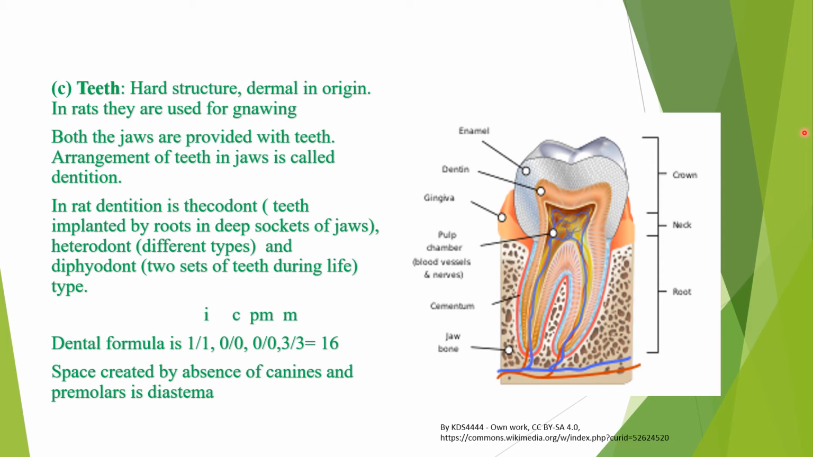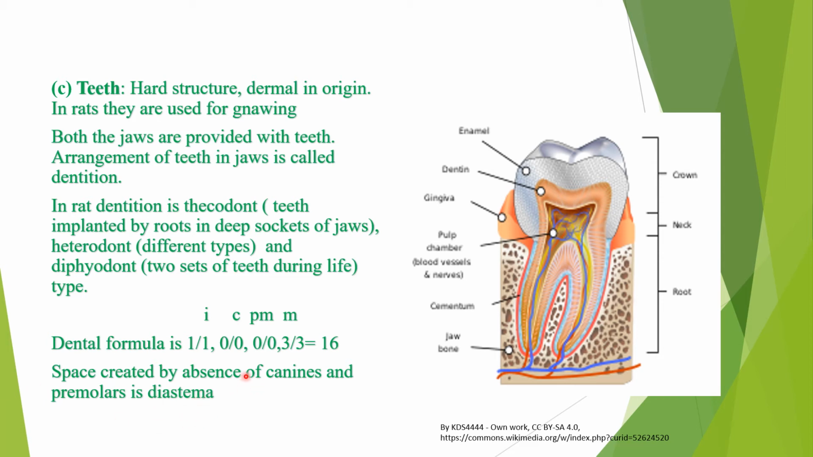And in rat, only two types of teeth are present: incisors and molars. Canines and premolars are absent. इनके डेंटल फॉर्मूला में यहाँ पे 0 0 लिखा हुआ है, इट मीन्स दे आर एब्सेंट. और वन half has one incisor and molar में 3. So this is the dental formula of rat: 1003 divided by 1003, and total teeth are 16 in case of rat. And the space which is created by the absence of canines and premolars is called diastema.